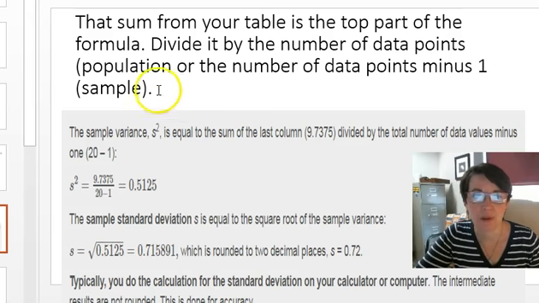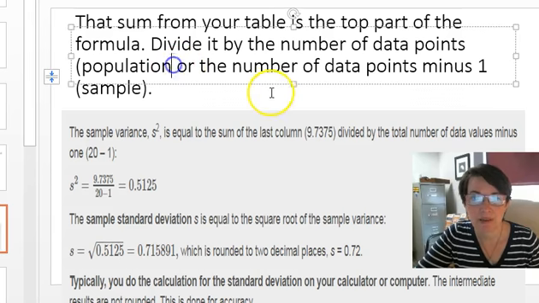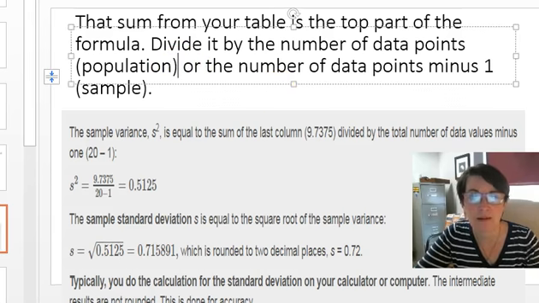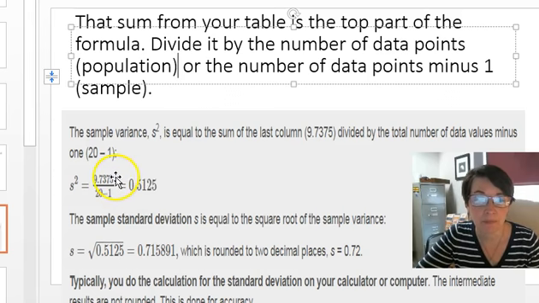So let me just go in here, divide it by the number of data points. If it is a population, let me add a, that makes more sense. Or if it's a sample, we're going to do n minus 1. So in this case that it's showing us here, we get that number, and we're going to divide by n minus 1 because it was a sample. And we get this new number here.